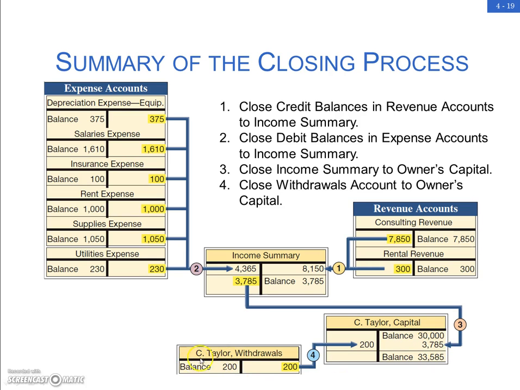And the last step is just to go see if the owner had any withdrawals, thereby reducing his account. And he did this period. He had $200 withdrawals, shown by the $200 debit balance that's in his withdrawals account. So we need to make that account zero, and we do that by crediting the owner withdrawals account and moving that into the owner equity account, showing a debit there, which would of course decrease his total equity by $200.